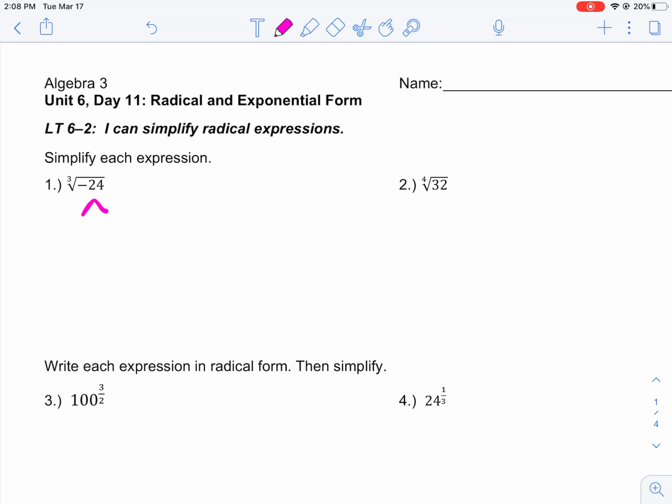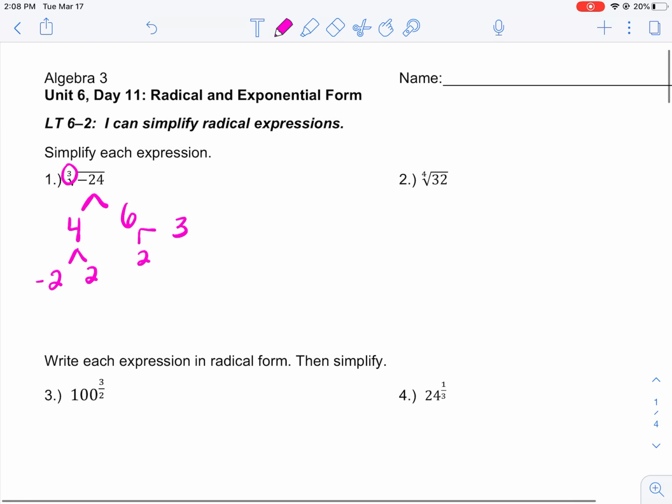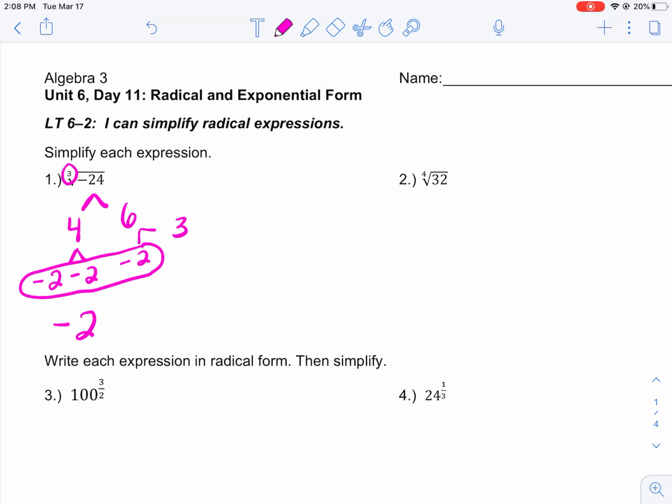So the first problem, we are simplifying the cube root of negative 24. So again, we can take an odd root of a negative. Okay, we just ignore the negative when we make our tree. So we have 4 and 6, 2 and 2, 2 and 3. Okay, and then this 3 means we're looking for 3 of a kind. And because our 24 is negative, we're going to make all our 2's negative. And so we take out a negative 2, and then we're left with the cubed root of 3. And again, don't forget to put that 3 back in the nook.